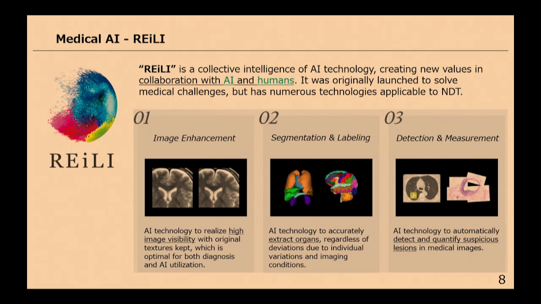So we have image enhancement, where the AI can actually enhance the image to make it more visible to the radiologist to see the differences in the density. And then segmentation and labeling is where the software is going to look at individual parts of the body and look for any abnormalities. It was able to detect any abnormalities in the body and flag it. And then detection and measurement as well. So it would detect and quantify suspicious lesions in the medical images.